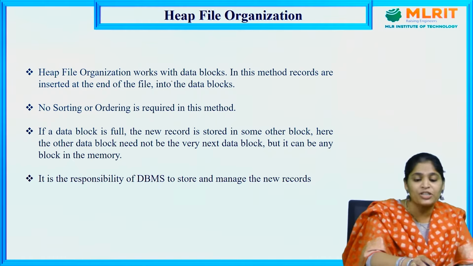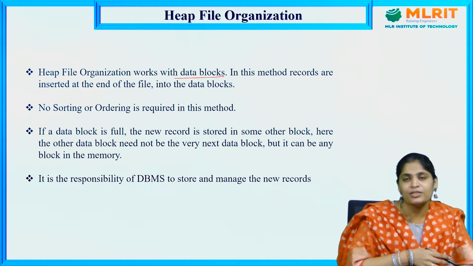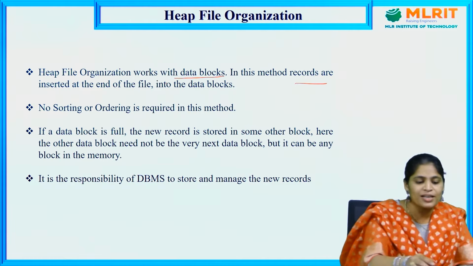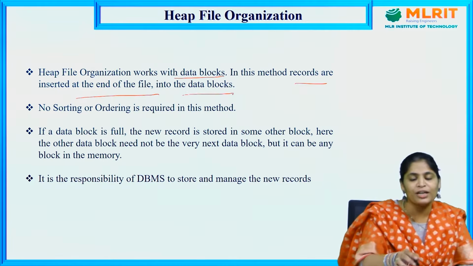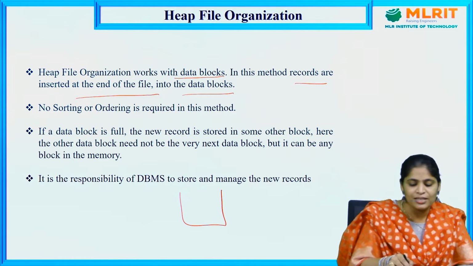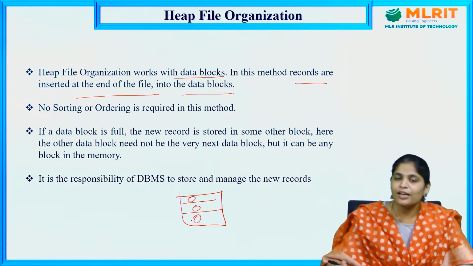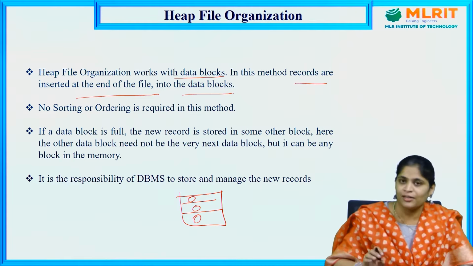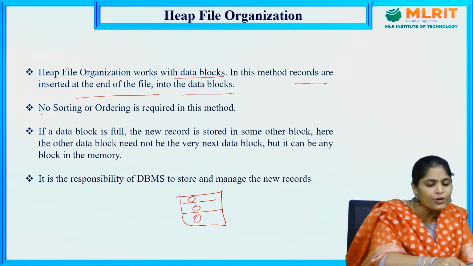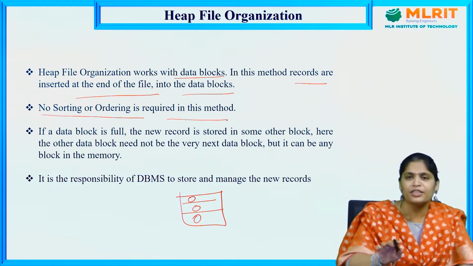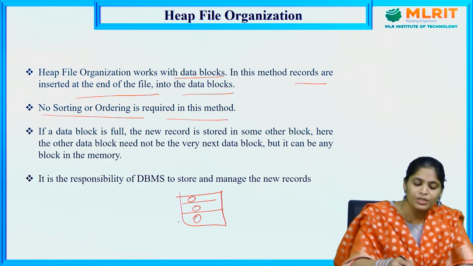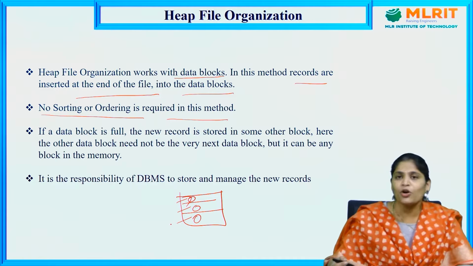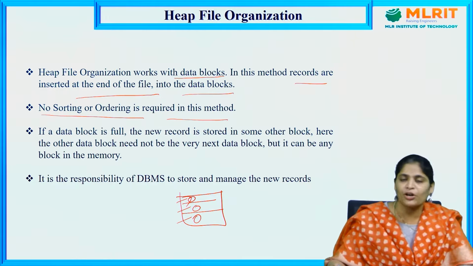Heap file organization works with data blocks. In this method, records are inserted at the end of the file into the data blocks. Here this is a block. These are different data blocks in which the records have been inserted. Record means whatever data we are going to insert, that is a row in a database, right? Here no sorting or ordering is required in this method, so we can insert the data randomly. We may not follow any type of sorting or ordering.